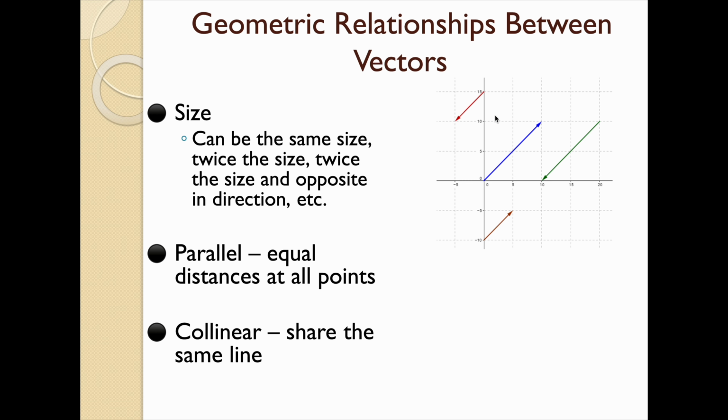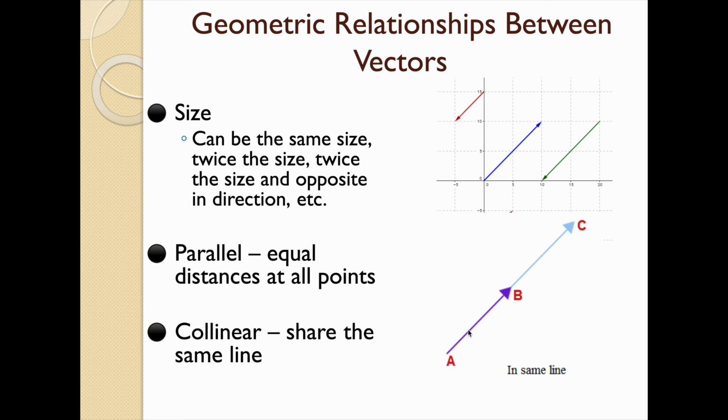And as you can see, they're parallel to each other. These here are parallel, so they are the same distance apart. No matter where you put it, same distance apart, and they could also be different directions, but as you can see, same distance apart throughout. Now, collinear, they share the same line. So for instance, they share the same line, or they share a similar point.